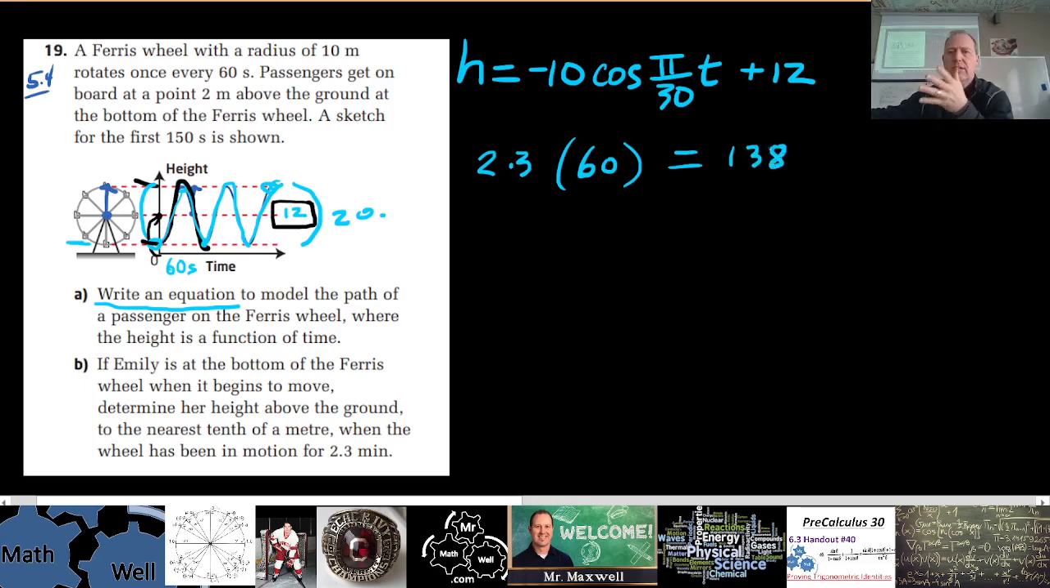Okay, so seconds. We don't want minutes, we want seconds. And if she started at the bottom, that's where she's starting. And so 2.3 minutes would be exactly 138 seconds into the ride from 0. So we could use t equals 138.